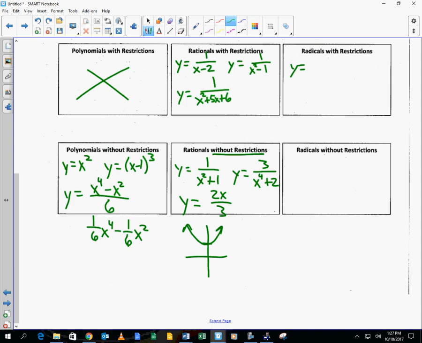Let's think about the radicals. y equals the square root of x plus 3. What's the least value you can plug in for x? Negative 3, right? Yeah, so there are some restrictions there. What's the number you couldn't plug in?